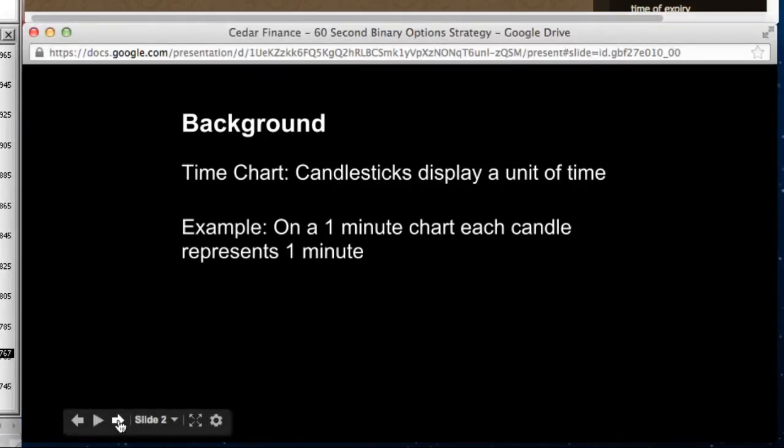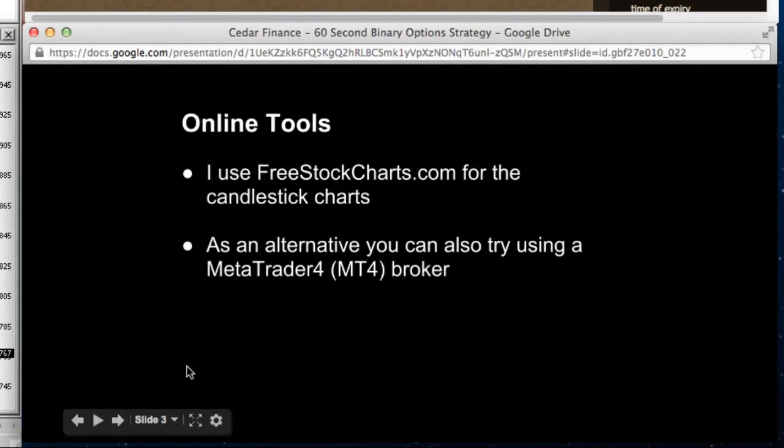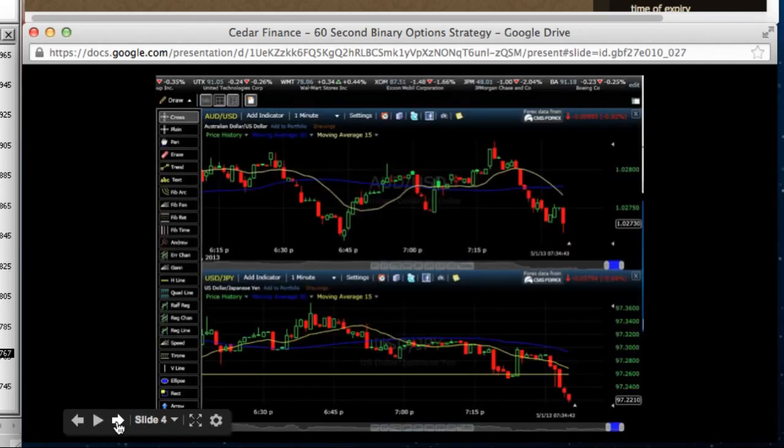Okay, so continuing with my slide. I've just gone through here the online tools. You can also use free stockcharts.com or MetaTrader. MetaTrader is probably a lot nicer. It's a downloadable application, whereas free stockcharts just streams live in the web browser. Okay, so this slide here is just basically showing you what I just went through. This is actually a free stockcharts.com screenshot. So we'll continue to the next slide.